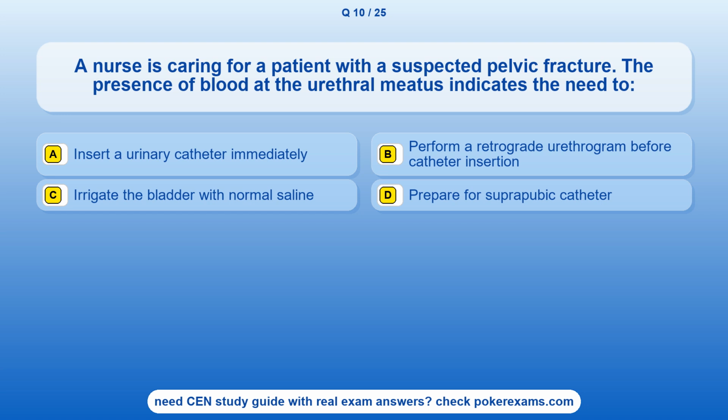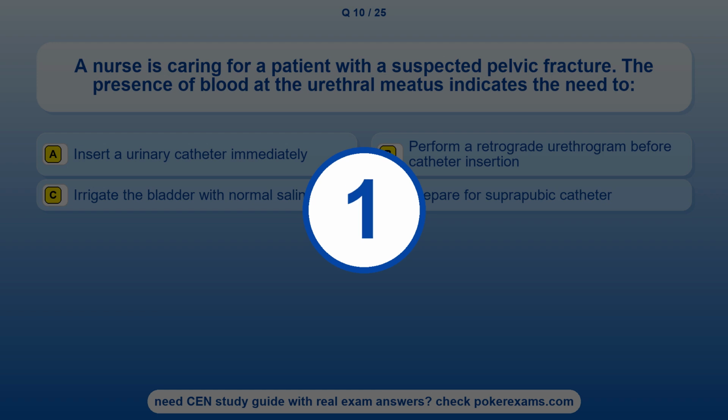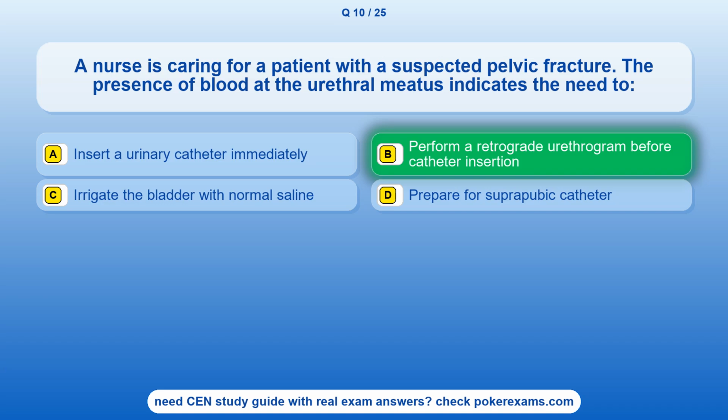Question 10. A nurse is caring for a patient with a suspected pelvic fracture. The presence of blood at the urethral meatus indicates the need to: Option A, insert a urinary catheter immediately. Option B, perform a retrograde urethrogram before catheter insertion. Option C, irrigate the bladder with normal saline. Option D, prepare for suprapubic catheter. The correct answer is option B. Perform a retrograde urethrogram before catheter insertion.